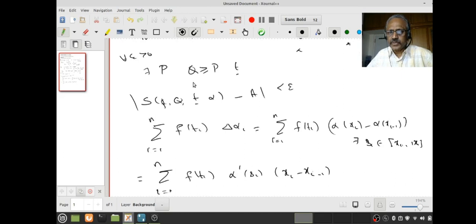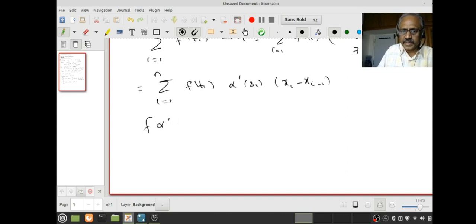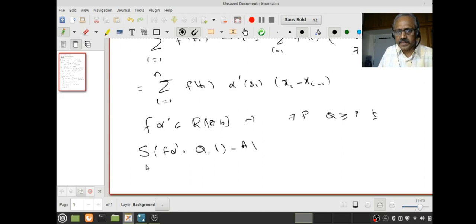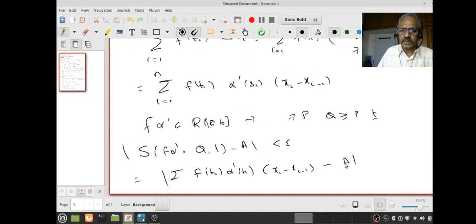So if you give me an epsilon, what do I know? There is a partition P so that for every partition Q greater than or equal to P, and for any set of tags T, I know this. F alpha dash belongs to R of [a,b]. This implies for this epsilon, there is a partition P so that for every partition finer than P, S of f alpha dash, Q, T minus A should be less than epsilon. But what is this object? This object is the sum of f of ti alpha dash of ti times xi minus xi minus 1, minus A in modulus, should be less than epsilon.